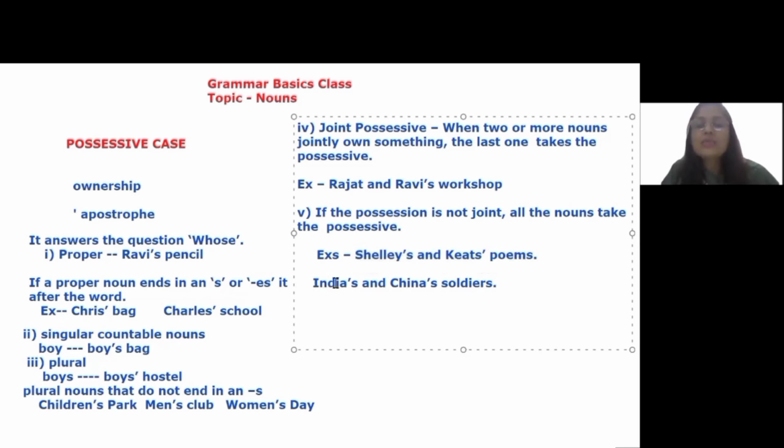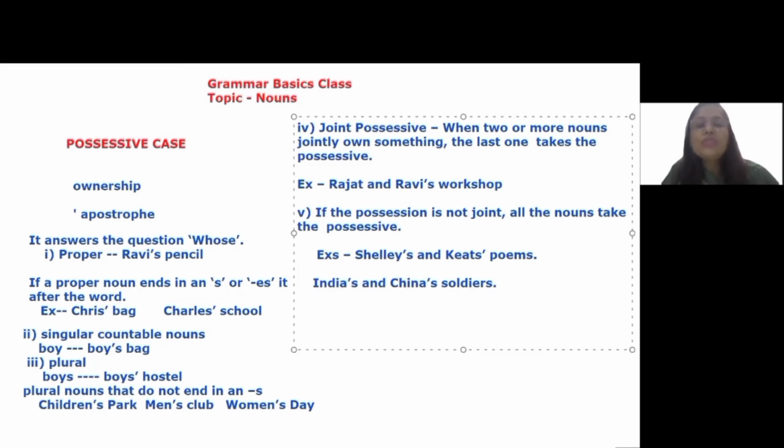Now, India has its own army, so has China. So I do not club this together. I say India's and China's soldiers. So this possession is not a joint one.